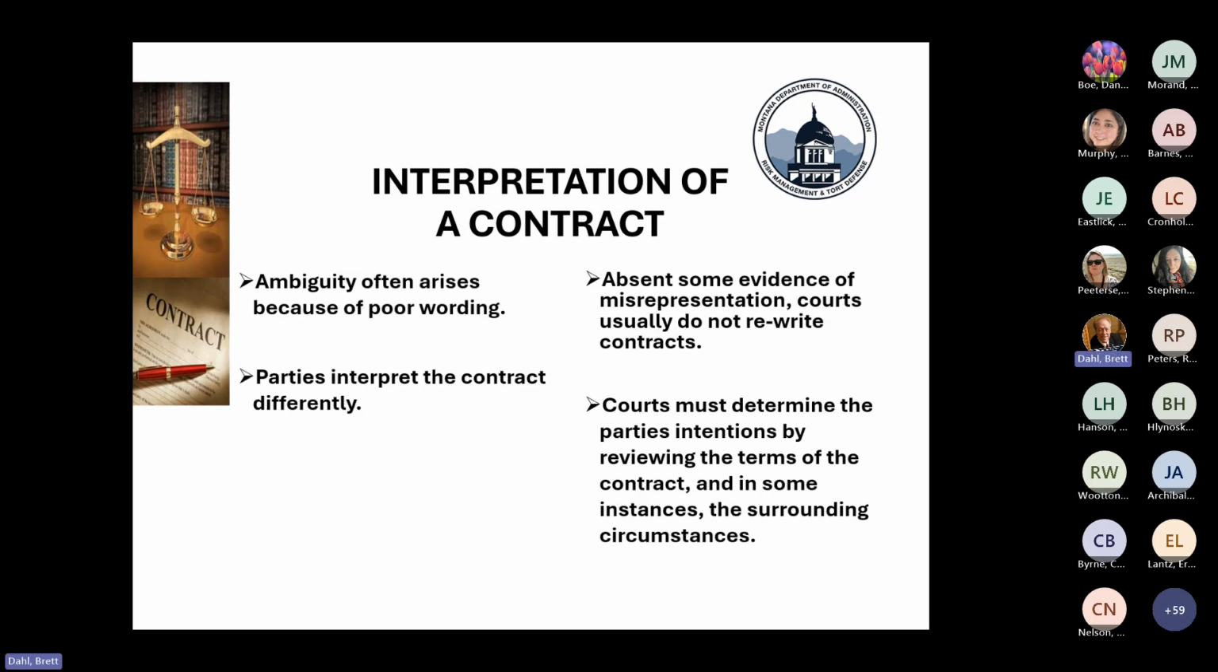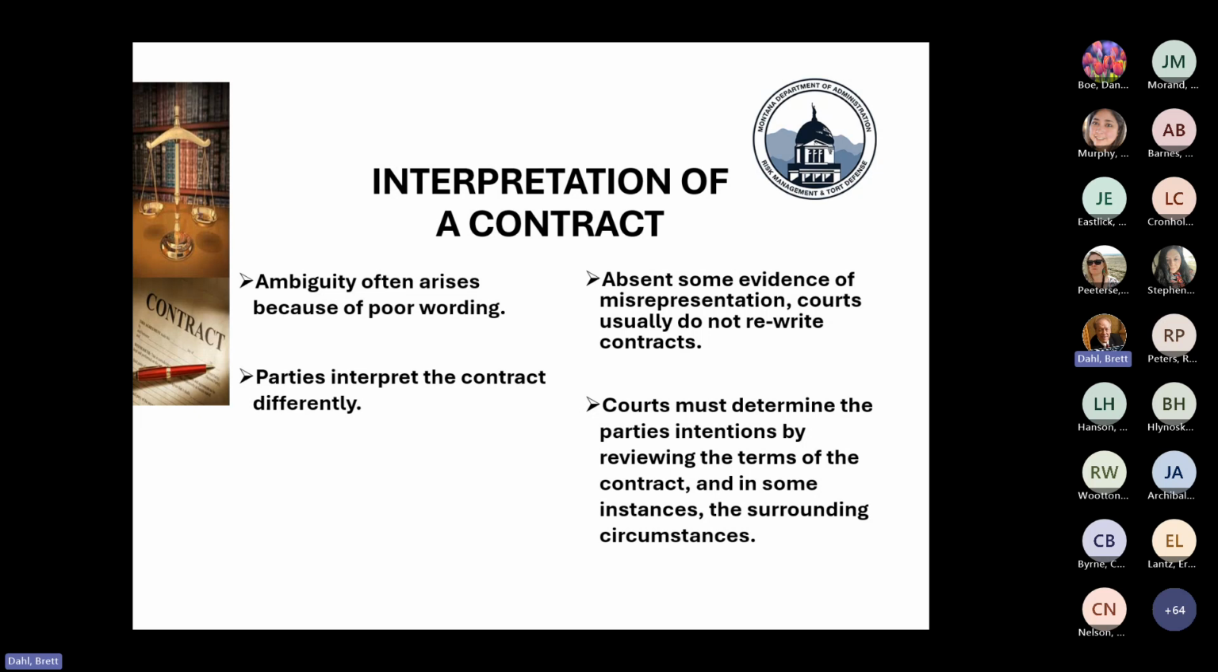So interpretation of contracts, I wouldn't say that we get too many, may lead to litigation. One, because ambiguity often arises because the contracts are poorly worded. Secondly, the parties can interpret each contract differently.